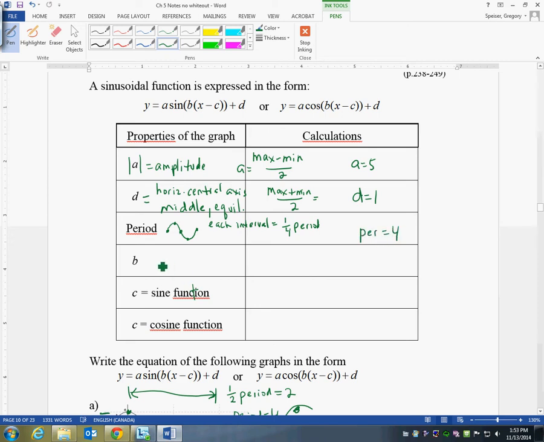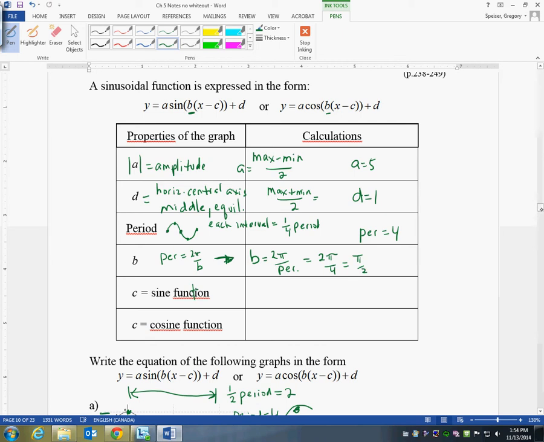For b, so b is this part in our equation. The b is related to period. And remember before we said that the period was equal to 2 pi over b. Well, if I multiply both sides by b and divide both sides by period, rearranging to solve for b, I get b is equal to 2 pi divided by the period. So in our case, it's going to be 2 pi divided by 4, so pi over 2 will be our b value. All right, so we're almost there.